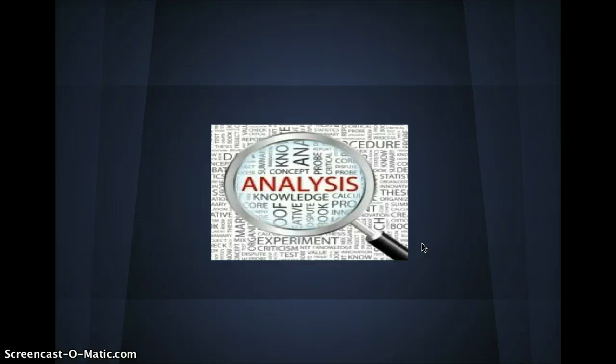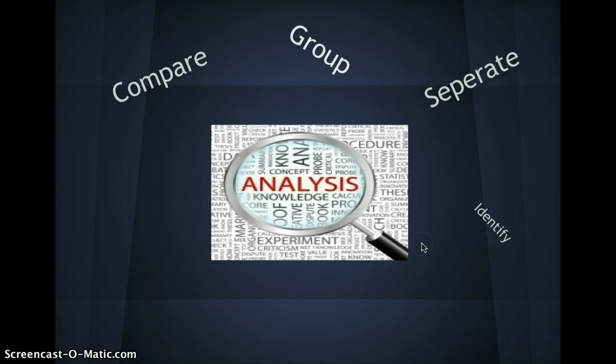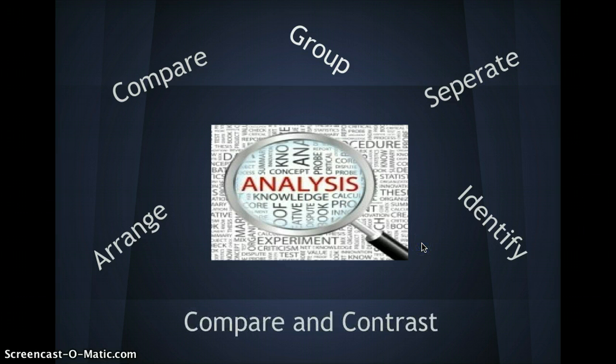Analysis. Analysis verbs are compare, group, separate, identify, arrange, compare, and contrast. Some question stems that you might ask students would be, how did, if this happened, how might things have been different? Could this have really happened? What was the underlying theme? Can you distinguish between? In the analysis part, they are taking apart and breaking down ideas and concepts.